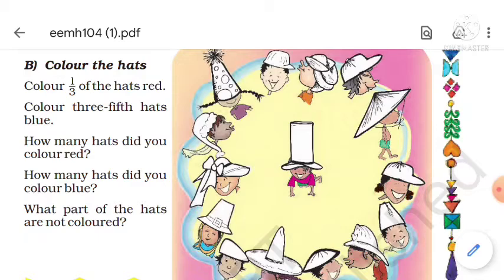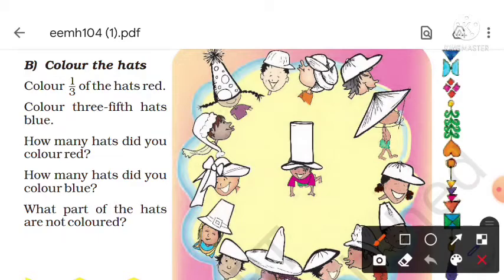Okay, next one is color 3/5 of the hats blue.